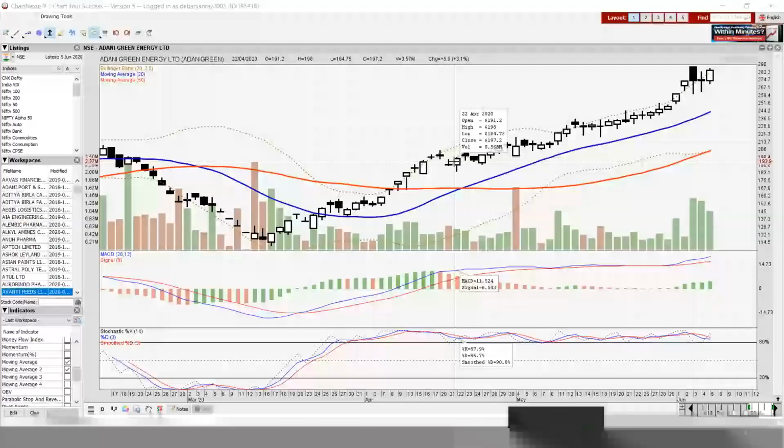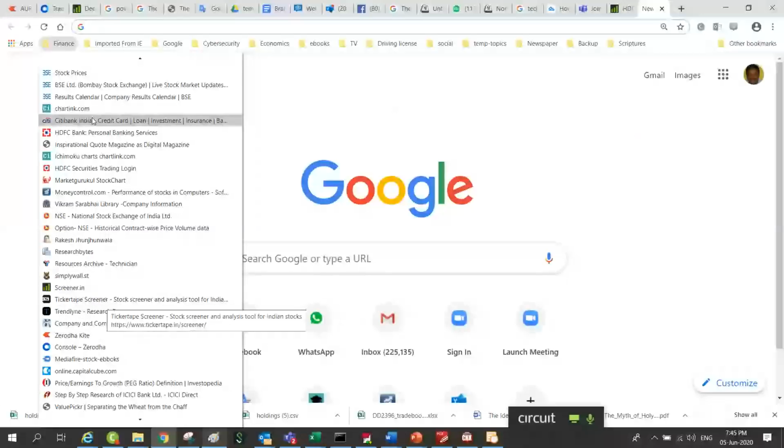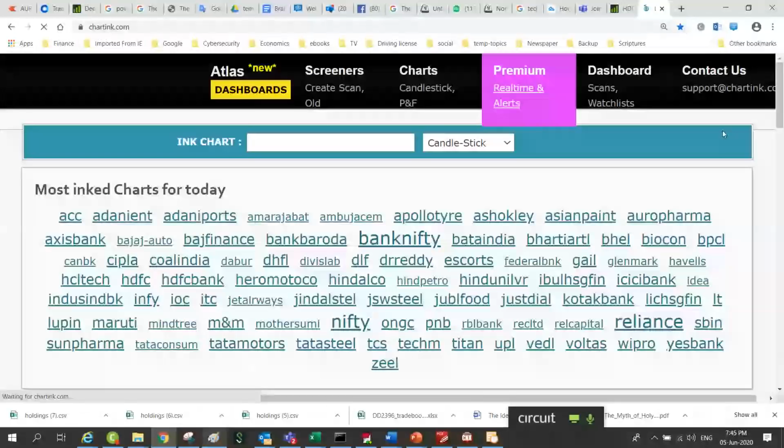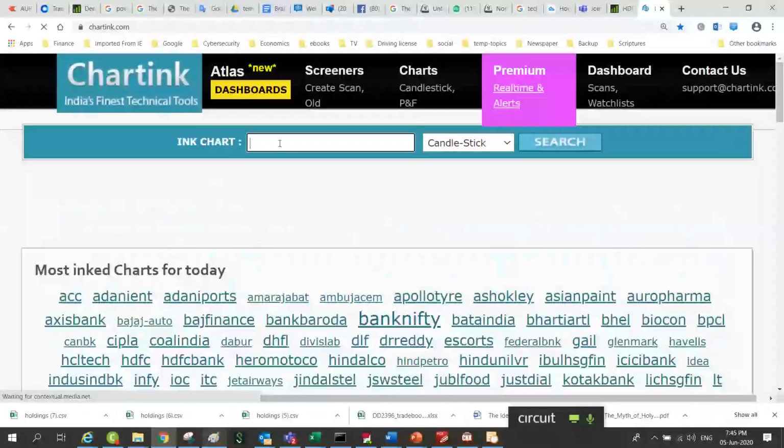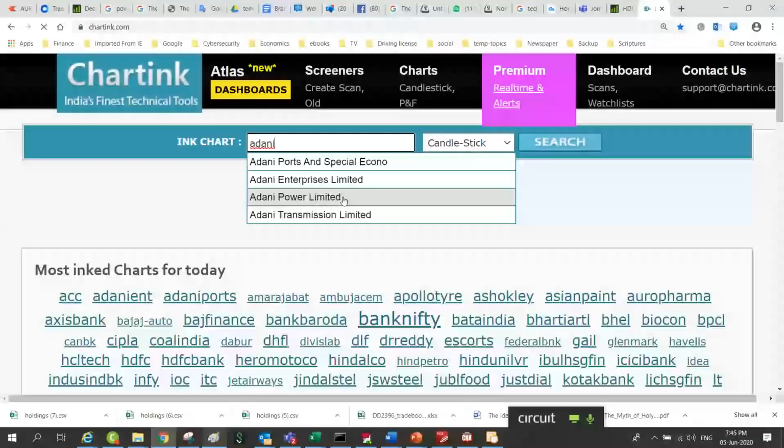And if you have not invested in this software, there is a good software also, I think, trend line or charting. Charting is a good software. So here you can say Adani Green, green energy.